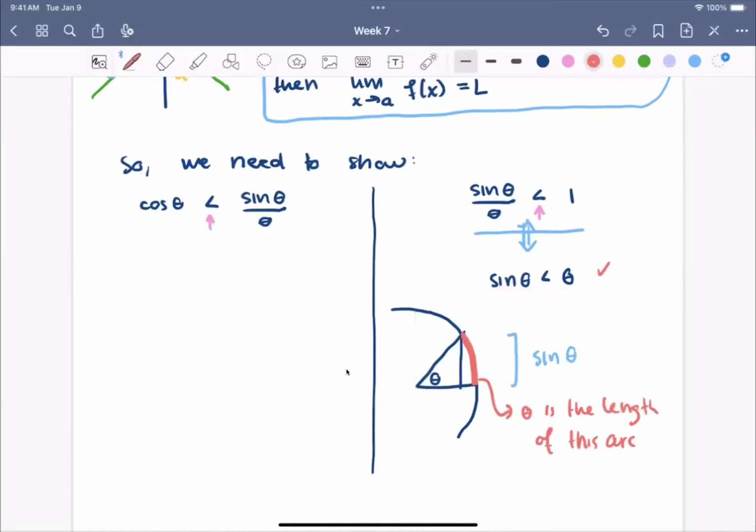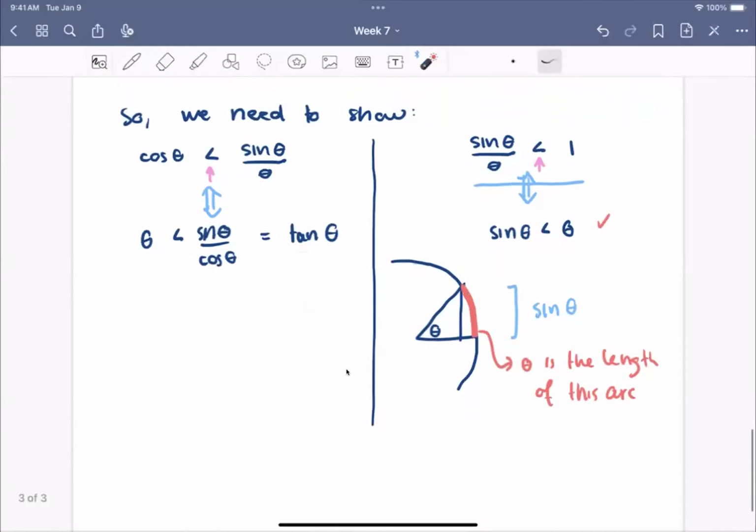Okay, now for the other inequality. So I'm also going to rearrange this one. So this inequality is true if and only if the inequality theta is less than sine theta over cosine theta holds. And of course, sine theta over cosine theta is equal to tan theta. Okay, so what we want to show is that theta is less than tan theta.